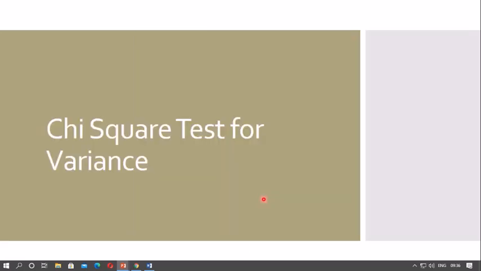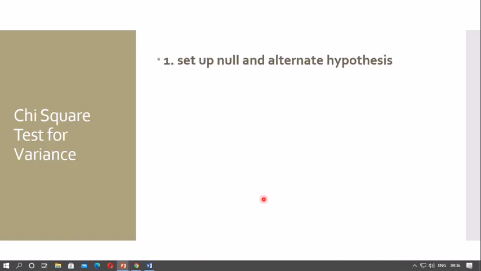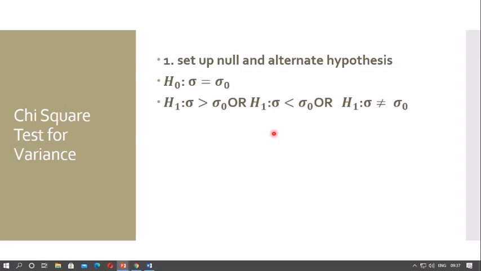Now we are going to study the chi-square test for variance. So again the format is the same. We have to set up a null hypothesis. As the name of the test suggests, until now we were dealing with mean and proportion, and now we are going to deal with variance. So H0 is sigma is equal to sigma naught. Now its corresponding alternative hypothesis is given.